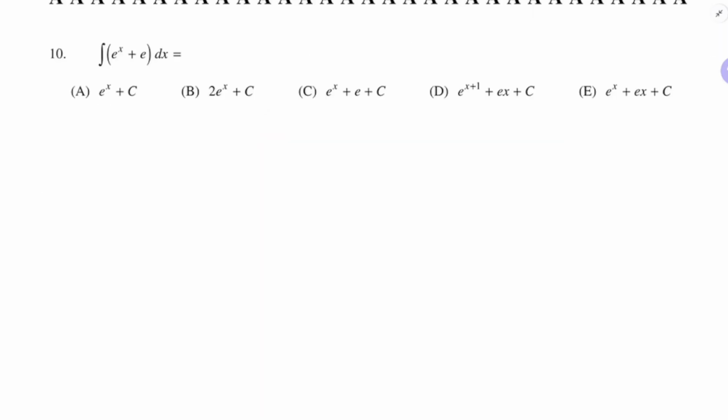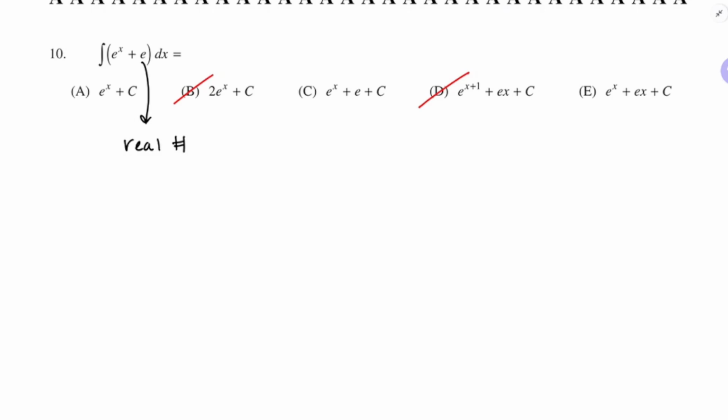Okay, antiderivative of e to the x plus e. Oh, well, this is great. So we know the antiderivative of e to the x is e to the x, so I'm going to get rid of this one and that one. And the antiderivative of e, okay, that's kind of the potentially tricky part. Remember, e is just a real number.